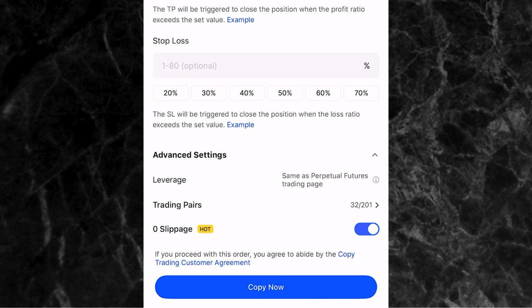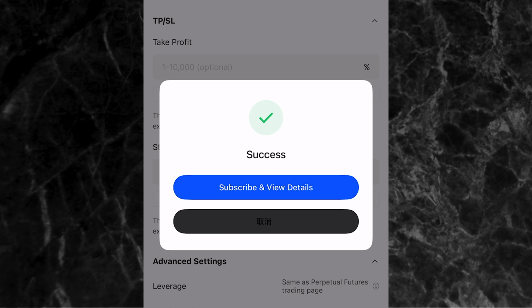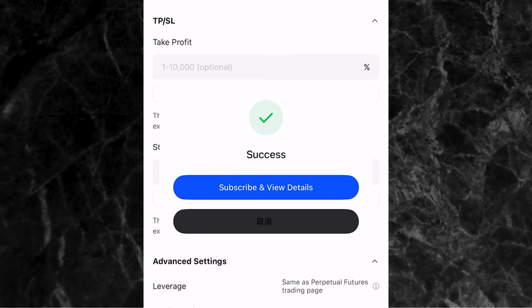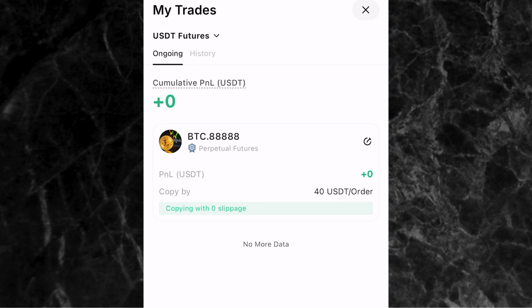So once you've entered everything you need to enter, just come to the bottom side of the screen and click on copy now. And you can see it says success. So that means that I've been able to copy this trader. So you just click on subscribe and view details. So if I click on it, it will bring me to this page right here where I can be able to monitor how much I'm making or how much I'm losing.